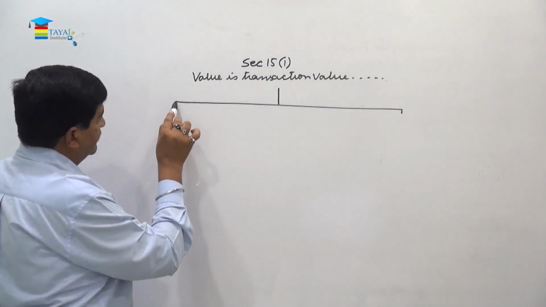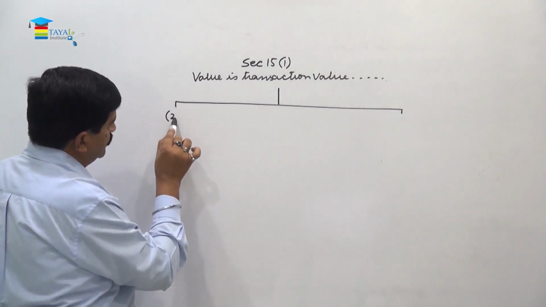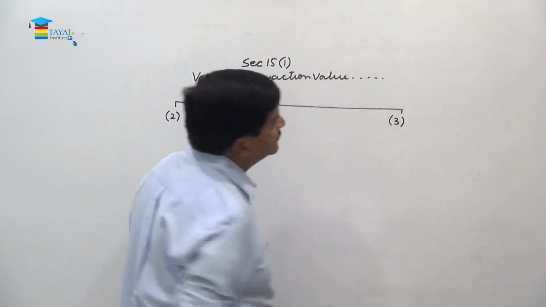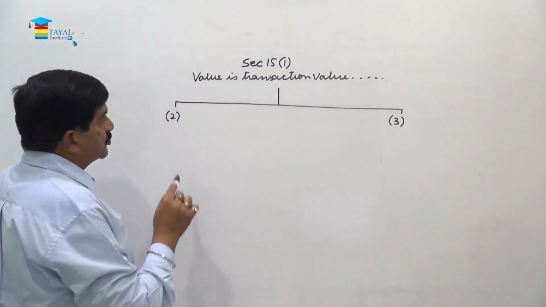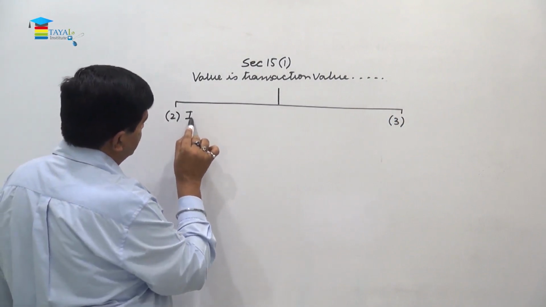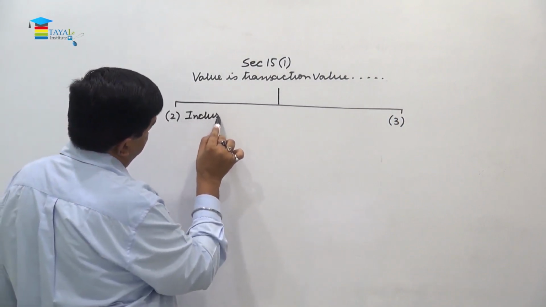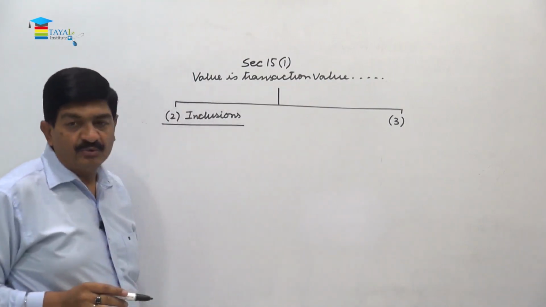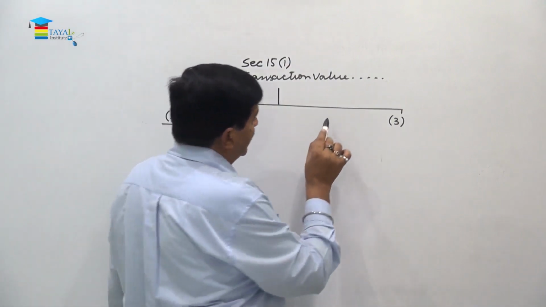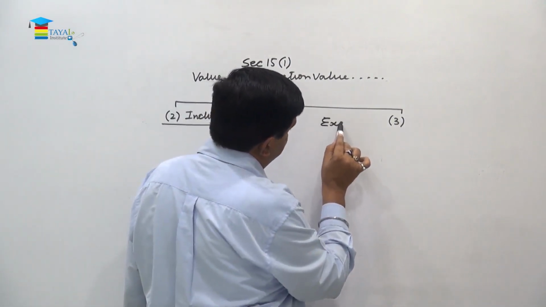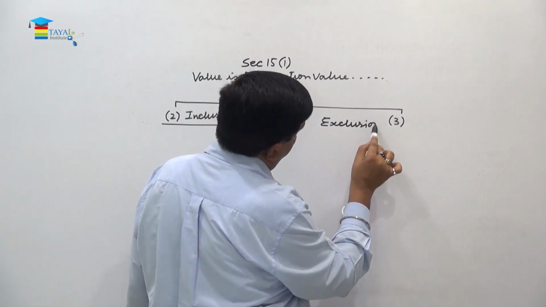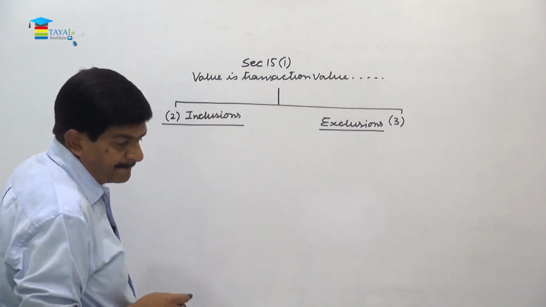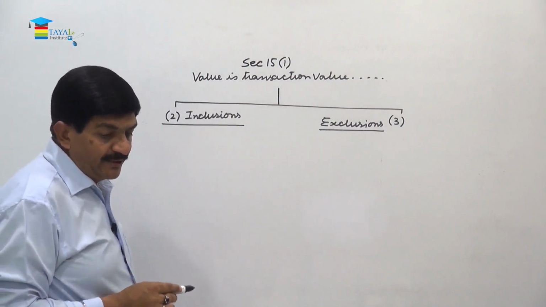We have subsection 2 and we have subsection 3. Subsection 2 talks about inclusions: what is a part of transaction value or assessable value. And subsection 3 talks about exclusions: what is not a part of the value, right? Now what is included therein?